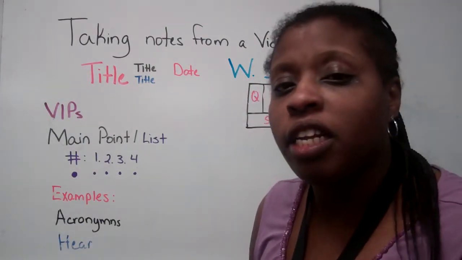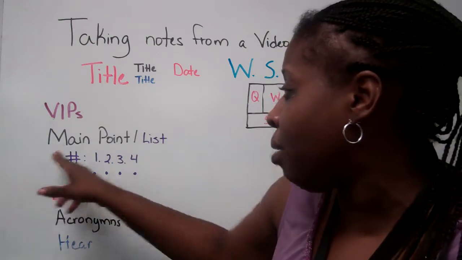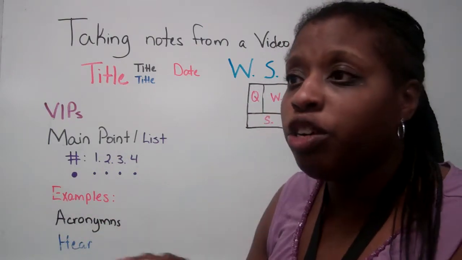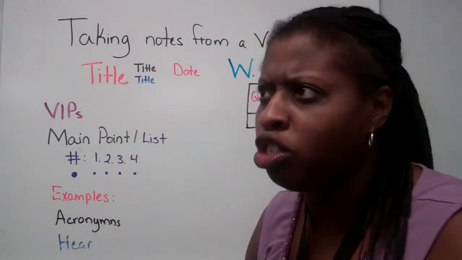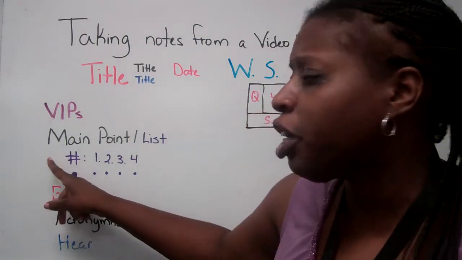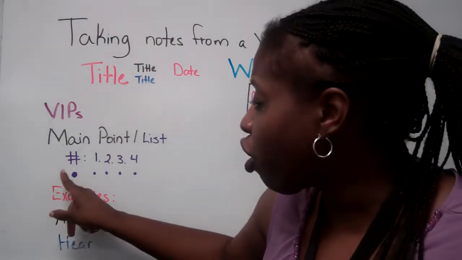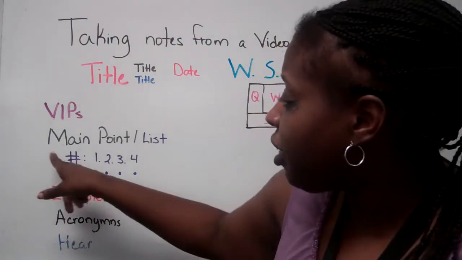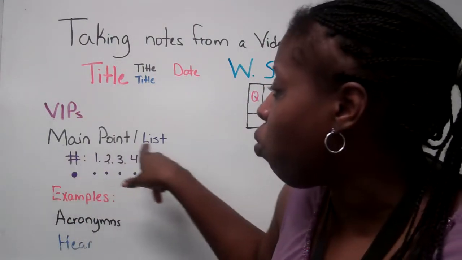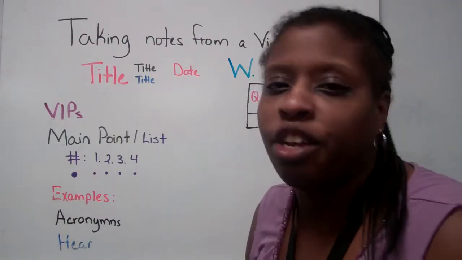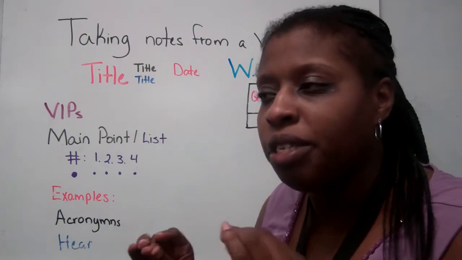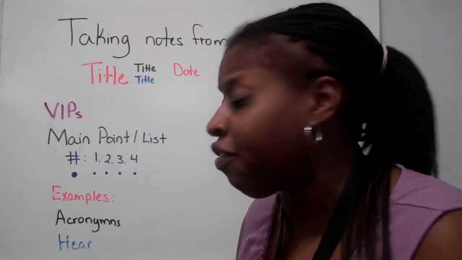Now, typically in a lecture video, you're going to have the main points that are literally spelled out for you. Underneath them, you're going to have explanations or definitions. And they're typically going to be numbered, or they're going to be bulleted. Typically the main point will be in one color ink, and the bulleted or numbered list will be in a different color ink. So it'll always be something that you can easily differentiate.